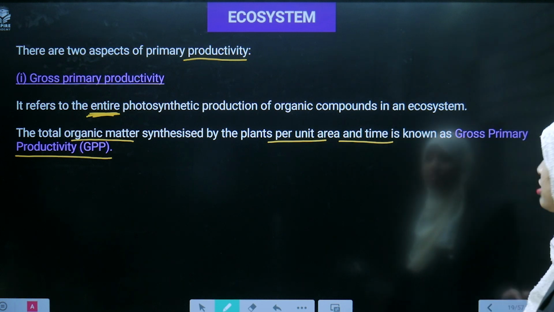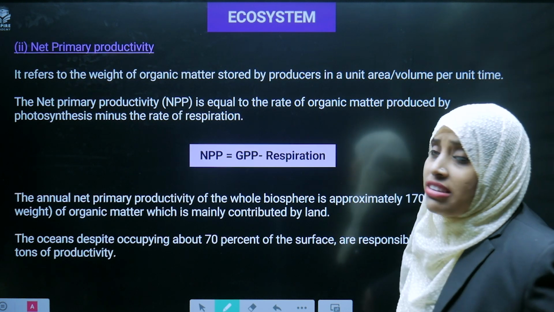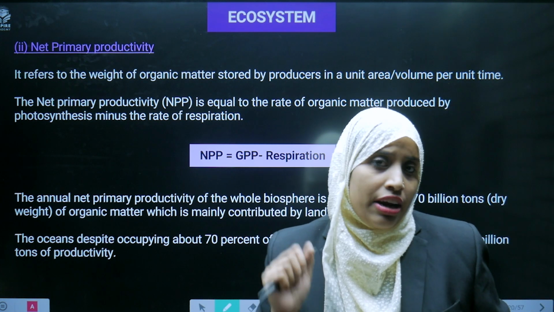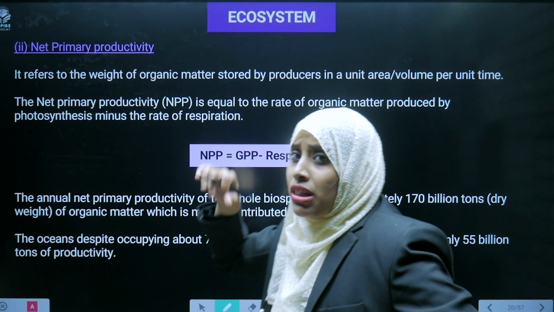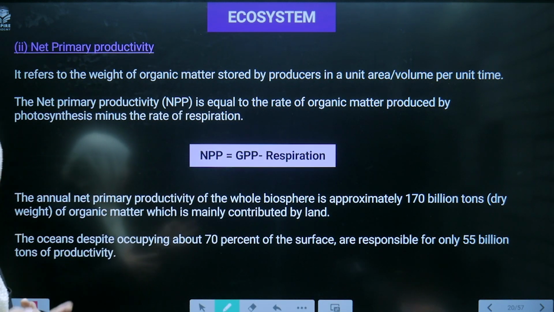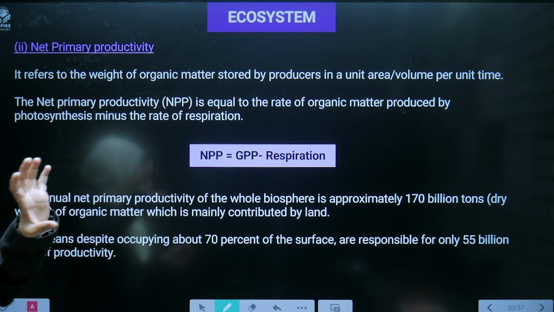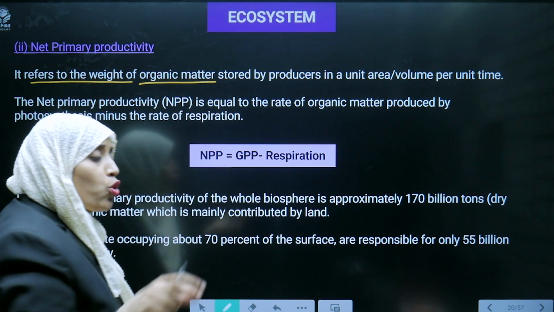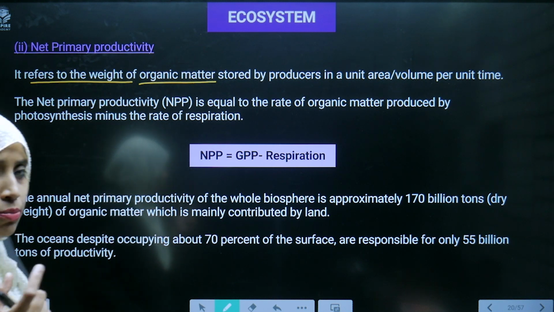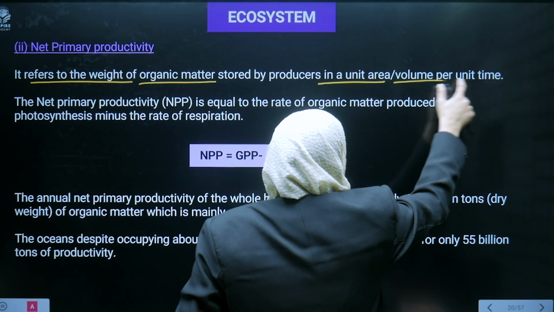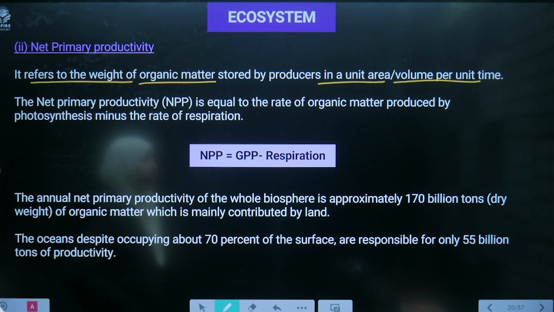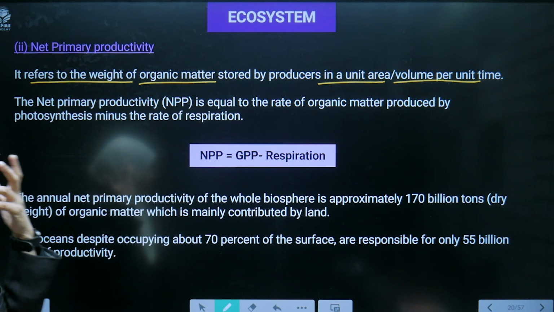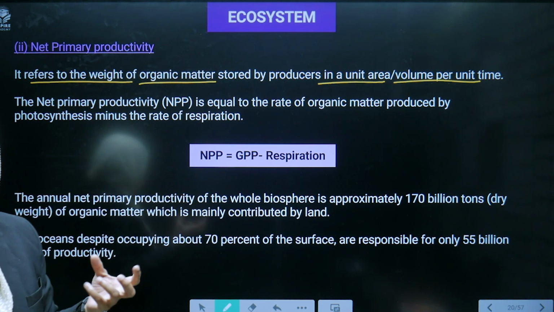Now, we'll see the other aspect, net primary productivity. There is a slight difference between the gross and the net. Net means what remains after subtracting many of the factors, what is left in the end, that is the net. It refers to the weight of the organic matter stored by the producer, that is a green plant, in a unit area or volume per unit time. So the total weight of the organic substance which is produced.